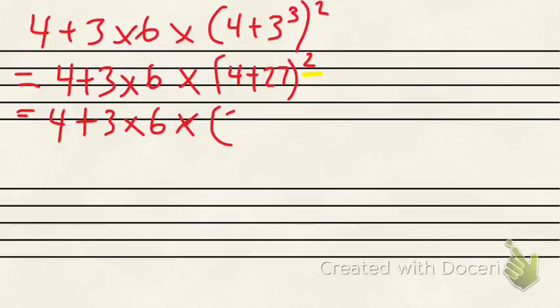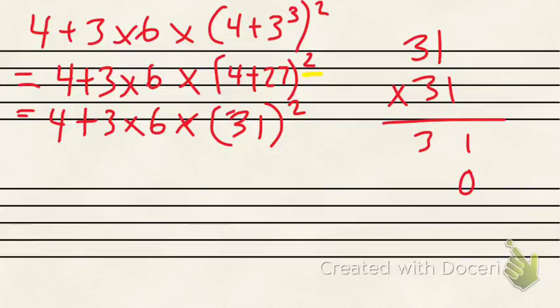4 plus 27 gives us 31. 31 squared. That's going to be a lot. 31 multiplied by 31. It's going to be like 900 and something or other. 1 by 1, 1. 1 by 3, 3. Oh, jeez. I'm doing this wrong, aren't I? 3 times 3 is 9. That was my mistake, wasn't it?